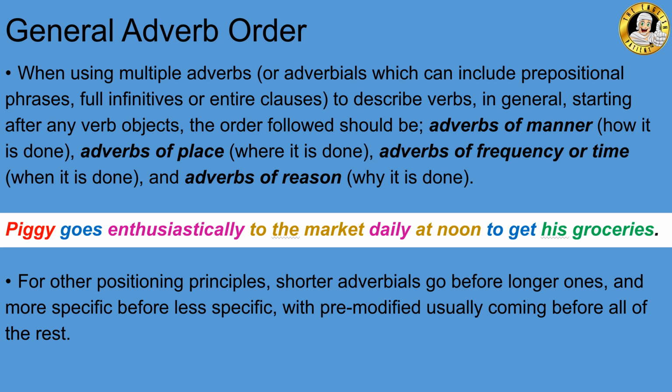So generally speaking, for other positioning principles, shorter adverbials tend to go before longer ones, and then more specific tend to go before less specific. And pre-modified, that means if you're modifying that adverb with another adverb, obviously, because adverbs describe adverbs. So if you have an adverb describing an adverb, then it's a pre-modified adverb, and then that will usually go before all of the other adverbs.